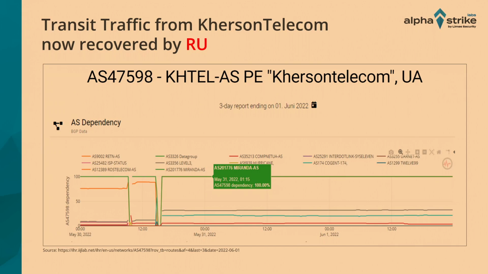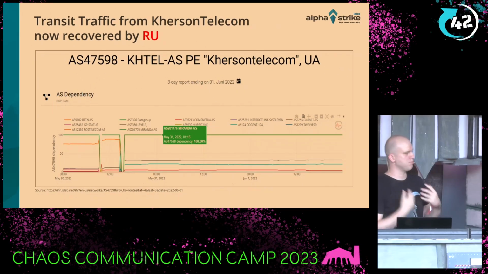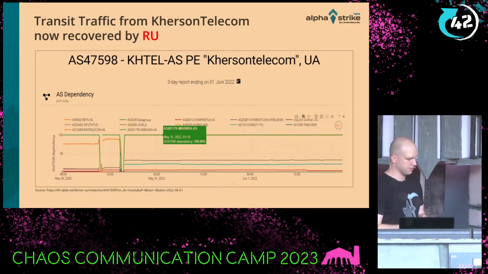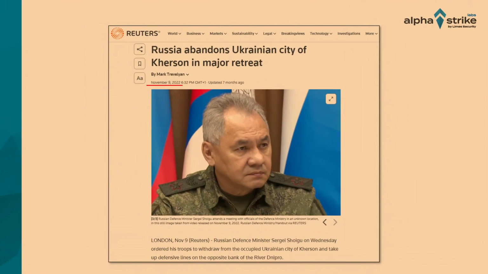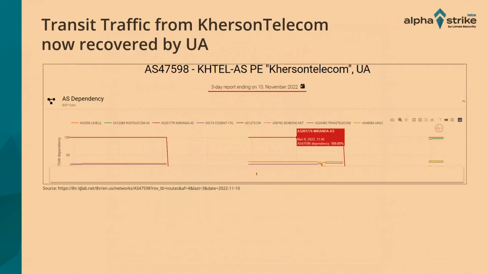But we can see that at the end of May, on the 31st of May, and from then until November 2022, Miranda AS was the whole time the primary upstream provider of Kherson Telecom. And we remember that on the 9th of November the Russians retreated from Kherson. Interestingly, we can also see this in the BGP data, because exactly on the 9th of November Kherson Telecom has no upstream provider anymore. The Russians cut the lines and then moved away from Kherson, and this is also visible in the BGP data.